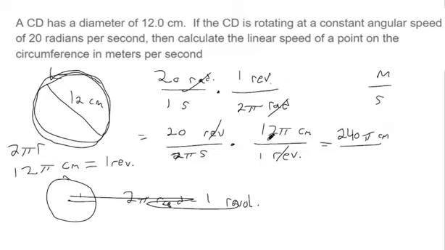Over, oh, actually here the pi units are going to cancel, right? Cross cancel these pi units. That makes it a little easier. So it's 240 centimeters over 2 seconds.